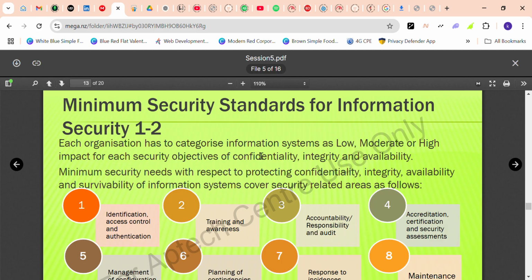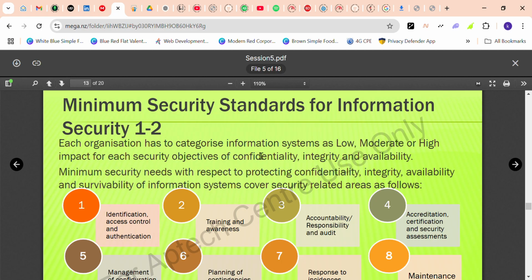They say minimum security needs with respect to protecting the confidentiality, integrity, availability, and the survivability of the information system. The list of the minimum security measures you have to put in place must protect this information system in terms of confidentiality, integrity, and availability.